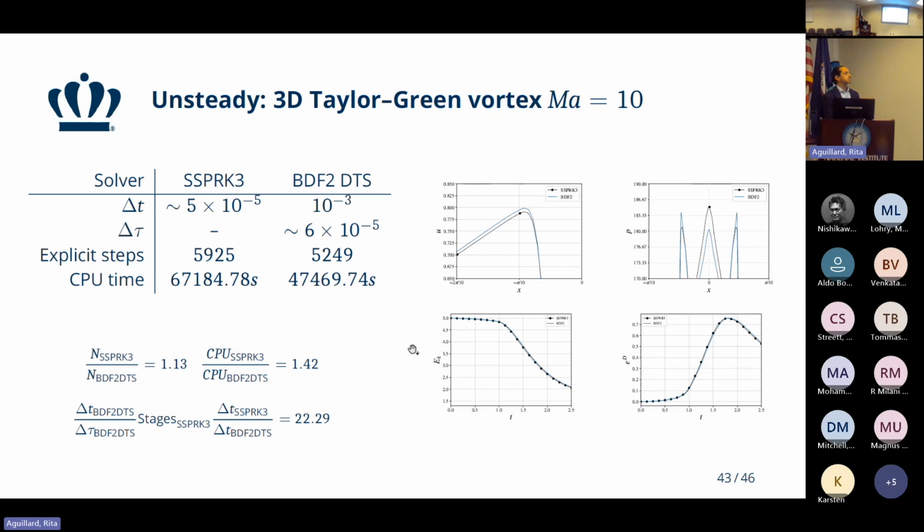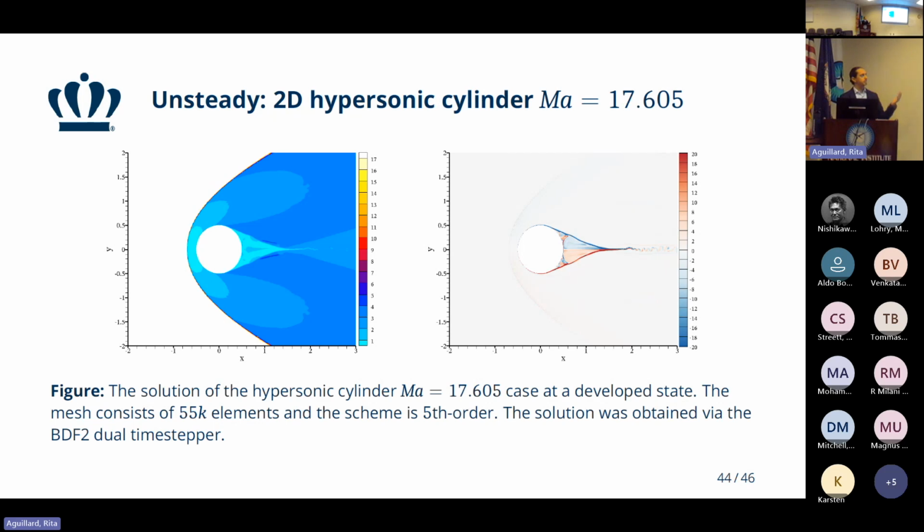It's very close, but we're saving maybe 40%, we can call it, in comparison to just an explicit scheme, and with maintaining the positivity. So that's the picture that we have for this case. We also ran this hypersonic cylinder case.